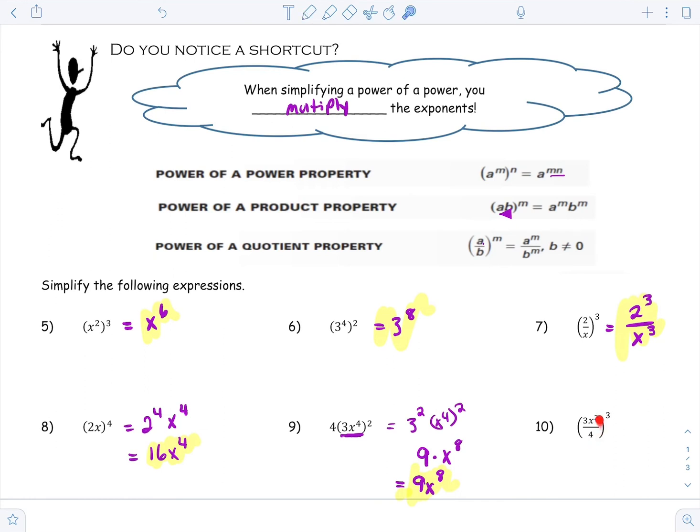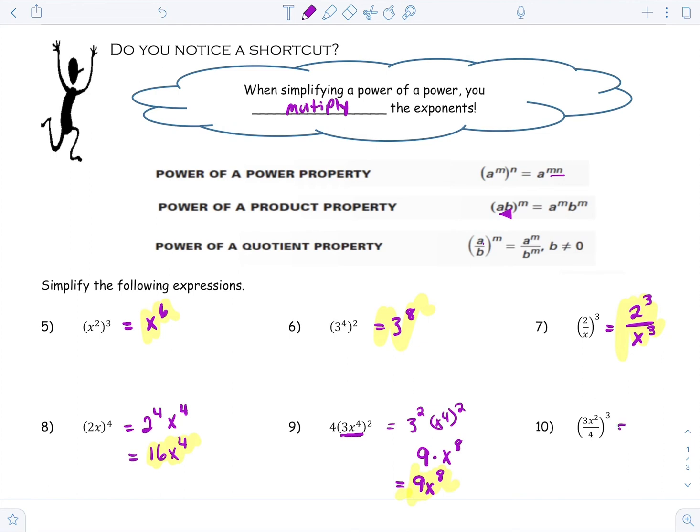Last one. This is also a combination of rules. See how we have a quotient here? But in the numerator, we have 3x squared. That's the product. So we may be using all of these at the end of the day. Let's see. First off, let's deal with the quotient part. We're going to use power of a quotient to distribute the exponent to both the numerator and denominator.